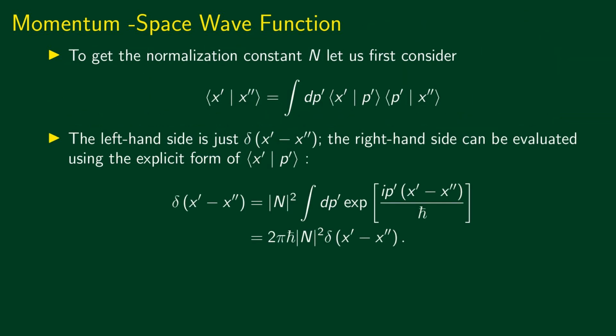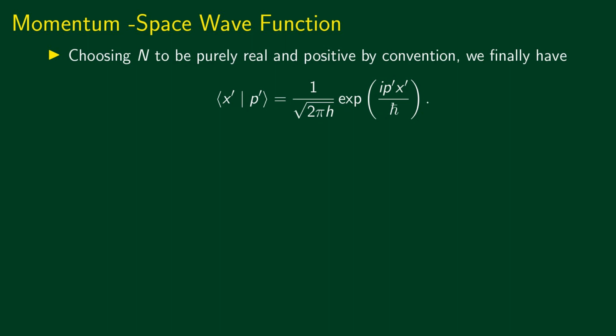The next task is to find the normalization constant. All right. Let's do it on the next slide. So we start with the orthogonality relation for position eigenkets. This orthogonality relation is written as bra x prime ket x double prime is equal to delta of x prime minus x double prime. Now, as usual, we introduce an identity operator in here in terms of the completeness relation for the momentum eigenkets.